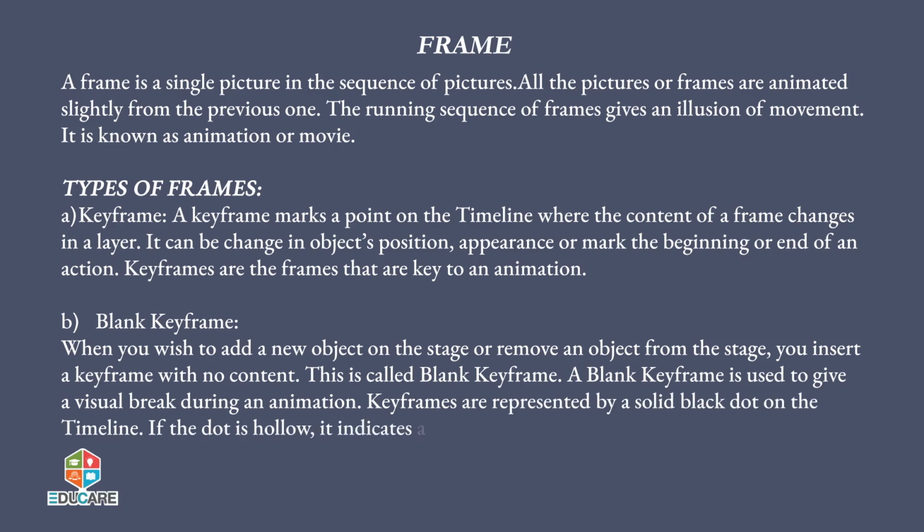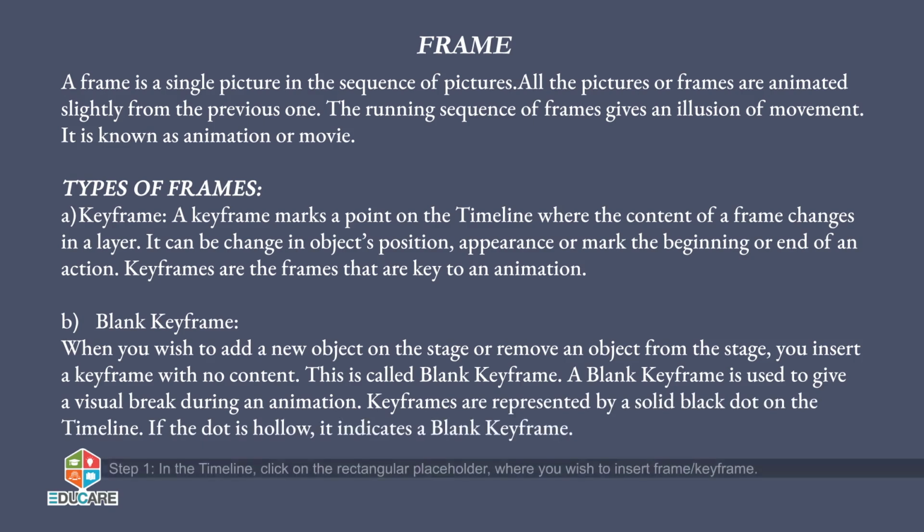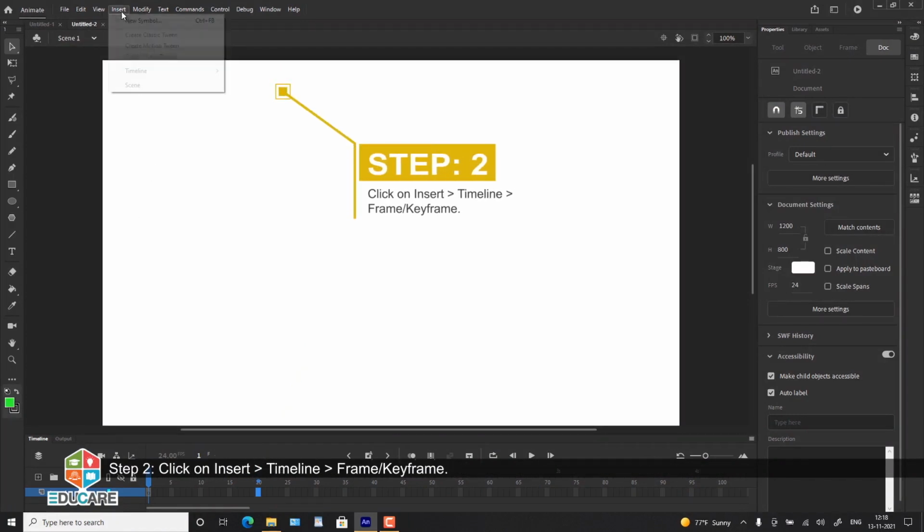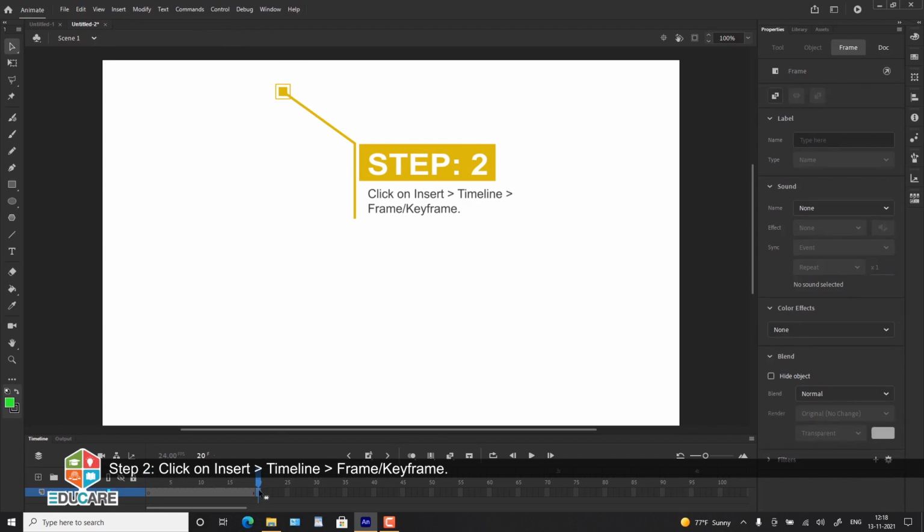To insert a frame, follow the given steps. Step 1. In the timeline, click on the rectangular placeholder where you wish to insert a frame or keyframe. Step 2. Click on Insert, then Timeline, and then Frame or Keyframe.